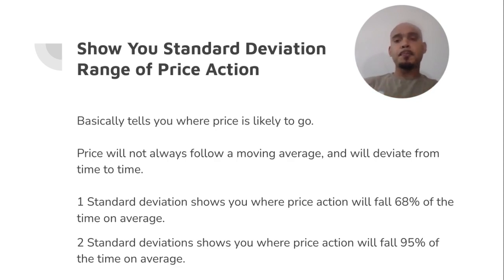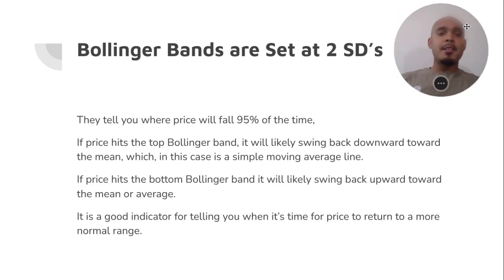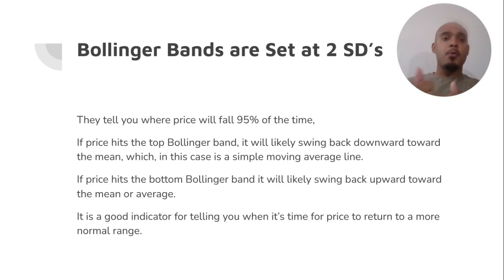Okay, so Bollinger Bands themselves are typically set at two standard deviations, and so they tell you where price will fall 95% of the time. If price hits the top Bollinger Band, it will likely swing back downward toward the mean, which in this case is the simple moving average line in the middle of the Bollinger Bands. If price hits the bottom Bollinger Band, it will likely swing back upward toward the mean or the average, in this case the simple moving average in the middle of the Bollinger Bands.